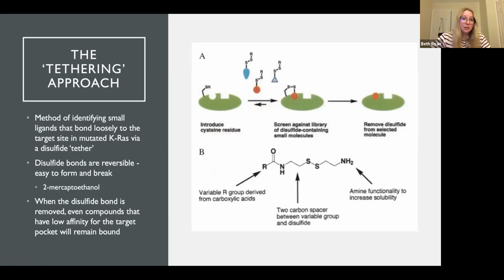So it's somewhat similar to Naya's PROTAC approach, which has a linker between these two things to get the 2 proteins to come together. This is a tether between 2 positions in one protein.